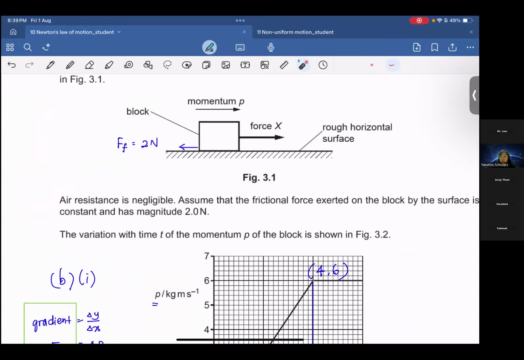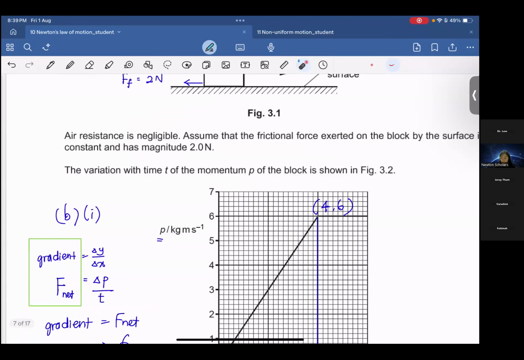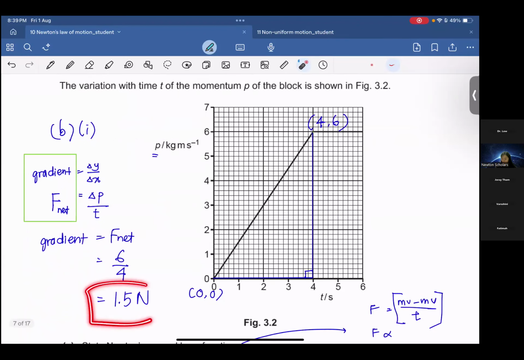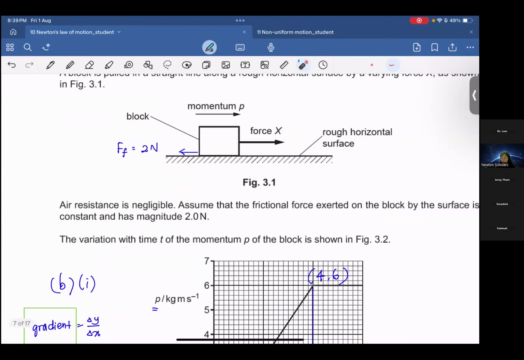Yes, Vashini, correct. How about others? Prasan, Boyang, Yue Ting, Fatima, what is your answer? Resultant force, 1.5. That means that resultant force, 1.5.